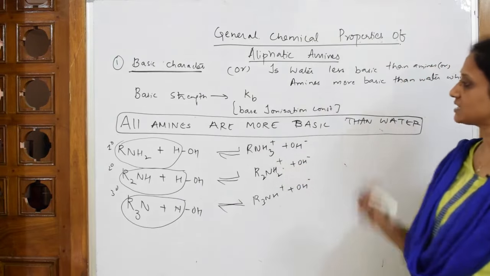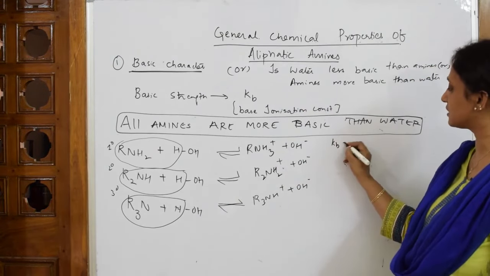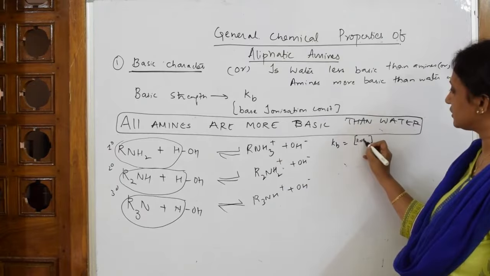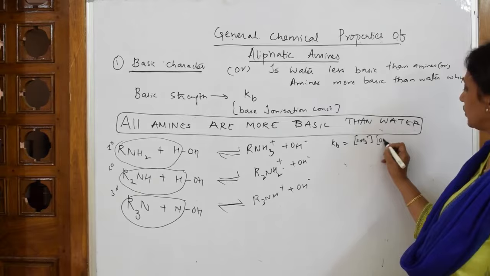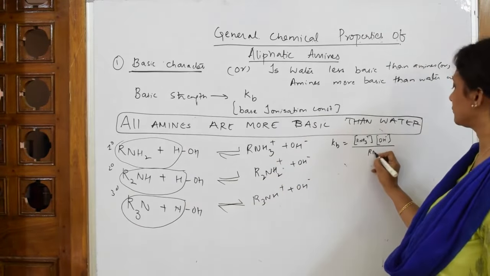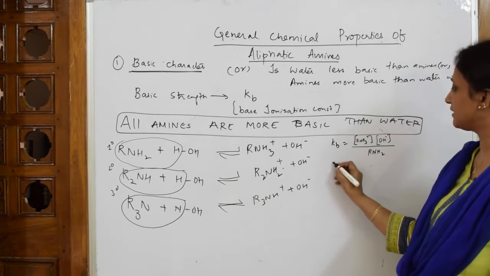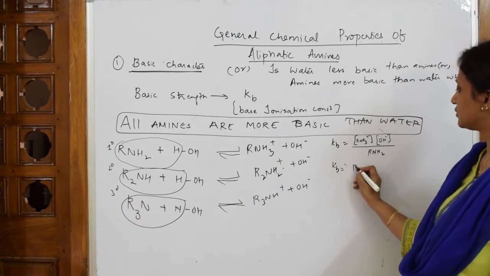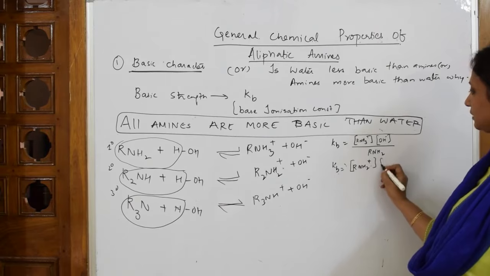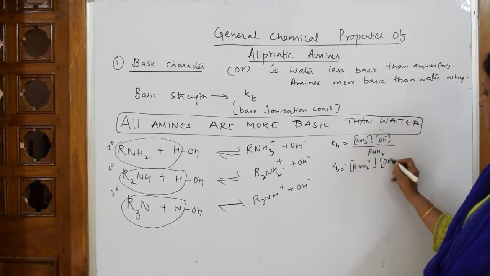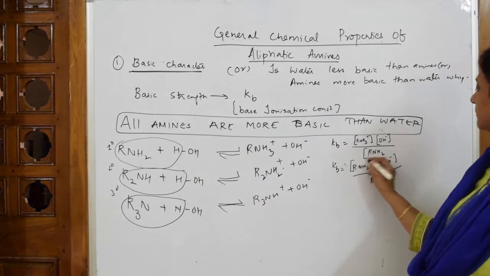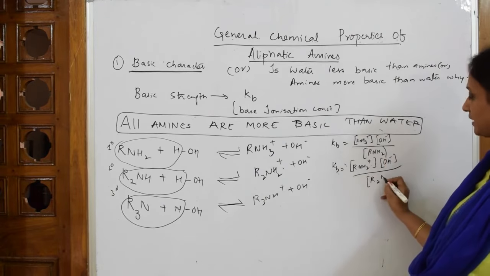So when I have to write that particular thing, Kb for this is equal to the concentration of the products RNH3 plus into OH minus divided by RNH2 for the first one. For the second one, Kb is equal to the concentration of R2NH2 plus into OH minus divided by the reactant R2NH.